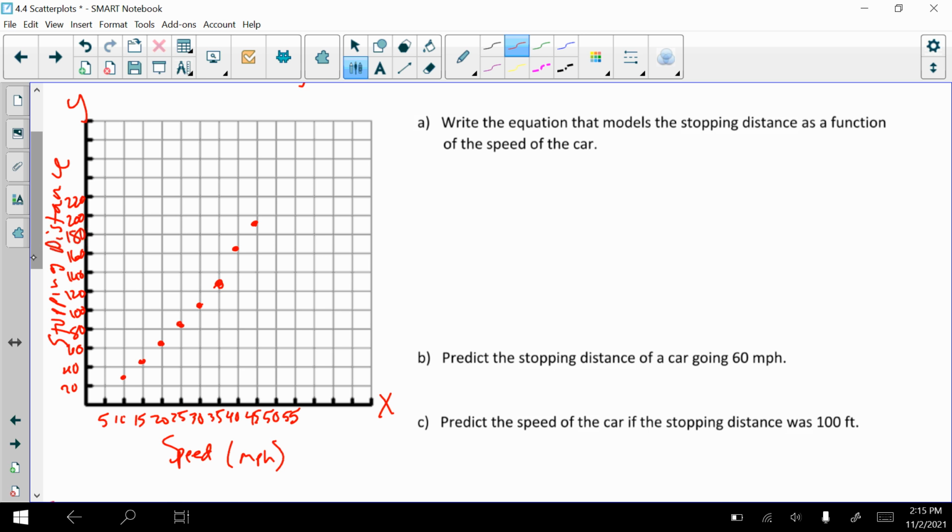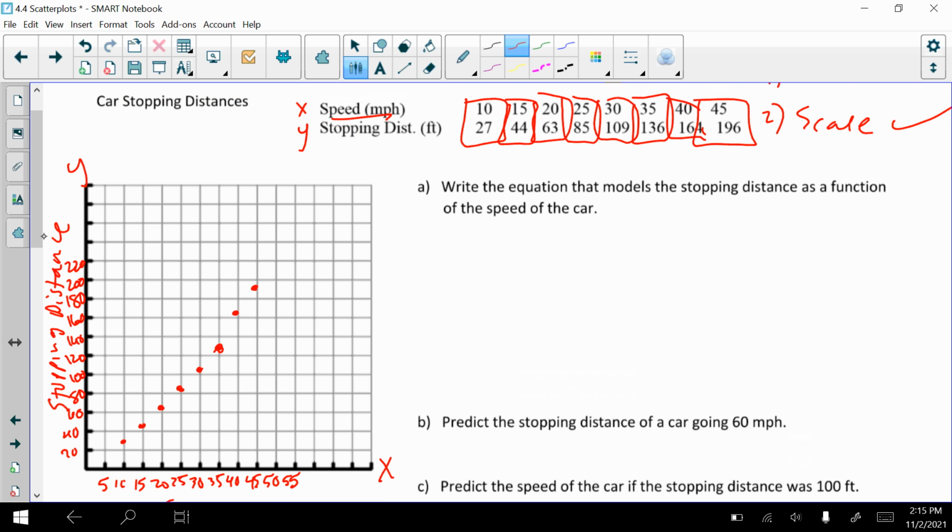Okay? Here's how I'm going to do that. I'm going to pick two of the points from my data. It could be any of them. Doesn't matter which ones. I'm going to pick two of them, and I'm going to try to create an equation based off of those 2 points. So let's just pick the first two. 10, 27 and 15, 44. Remember, you could choose any of them.